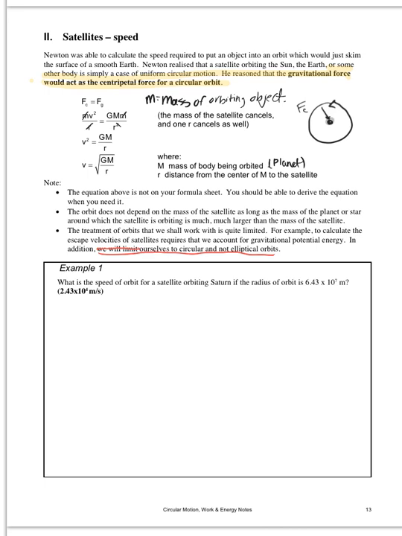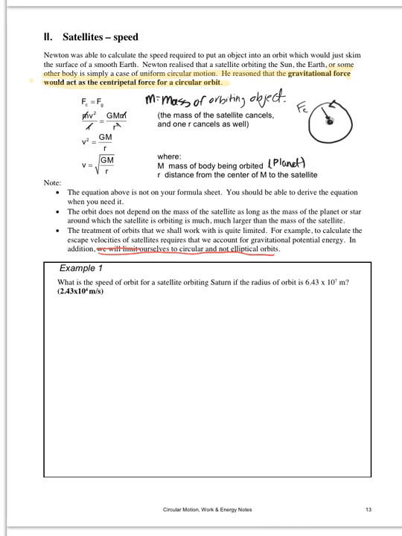Okay, one thing to note, you're going to need the table from page 22 of your dynamics workbook for some of these questions because I didn't include the masses of these planets, so you may want to dig that out again. Okay, so what is the speed of orbit for a satellite orbiting Saturn if the radius of orbit is 6.43 times 10 to the 7?